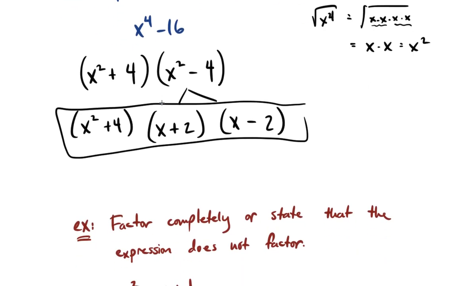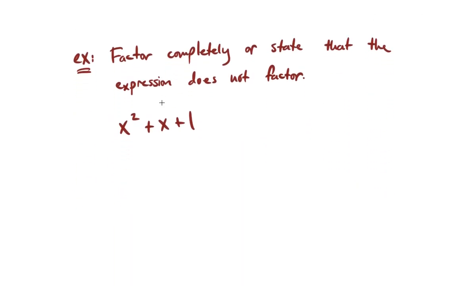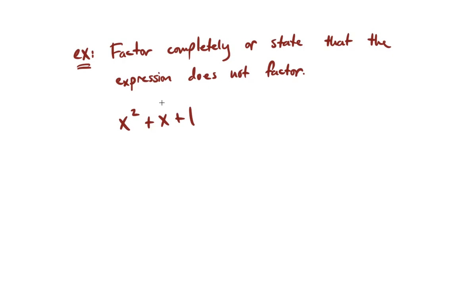Now let's do one more example. Factor completely or state that the expression does not factor. So again, we're going to use the same method that we used for the first example for doing trinomials. So step 1 is to multiply the first term and the last term together. So x squared times a positive 1, right? That's just going to give us x squared.